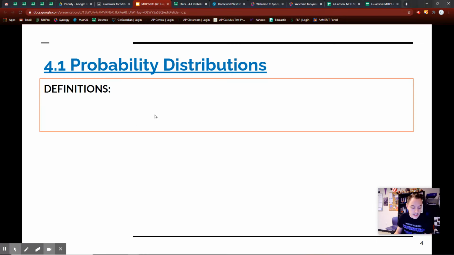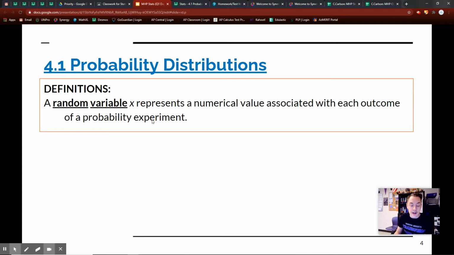So let's just get to our definitions here. First of all, a random variable x represents a numerical value associated with each outcome of a probability experiment. What does that mean? We're going to talk about this random variable x in a little bit. More on this later.